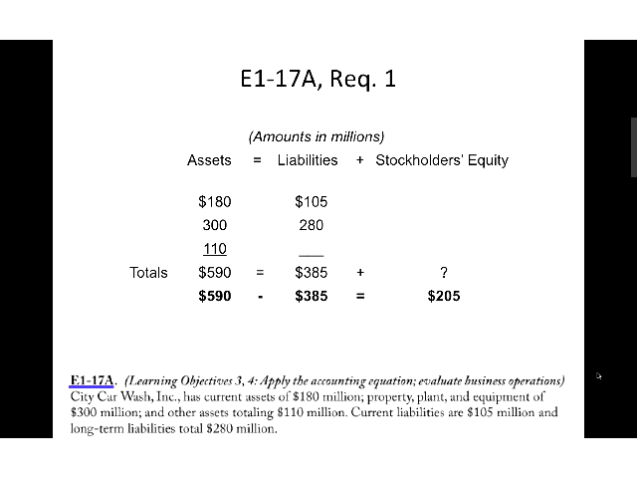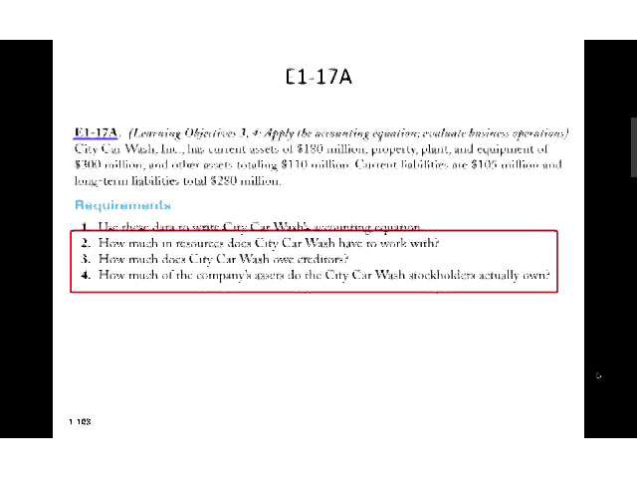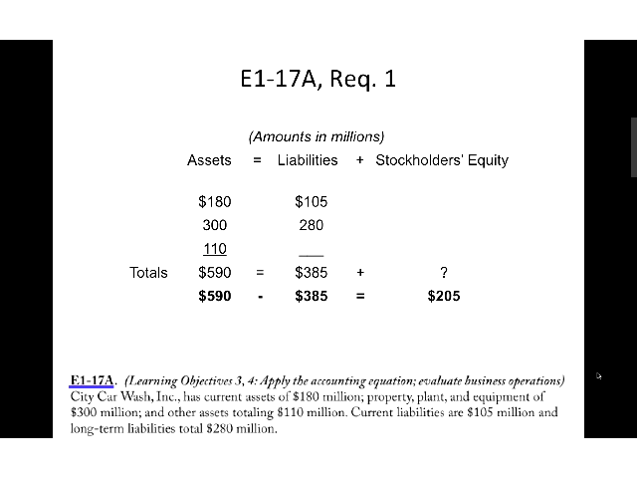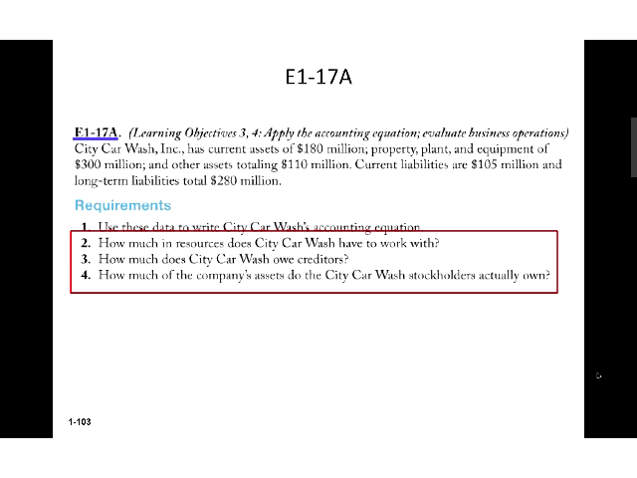So that's all we have to do to calculate. When they want the accounting equation, it becomes assets of 590 equal liabilities of 385 plus stockholders' equity of 205. So that's what they're asking for in requirement 1. So we have 590 equal to 385 plus 205. We're going to work with that for the other 3 questions. The other 3 questions go very, very rapidly.